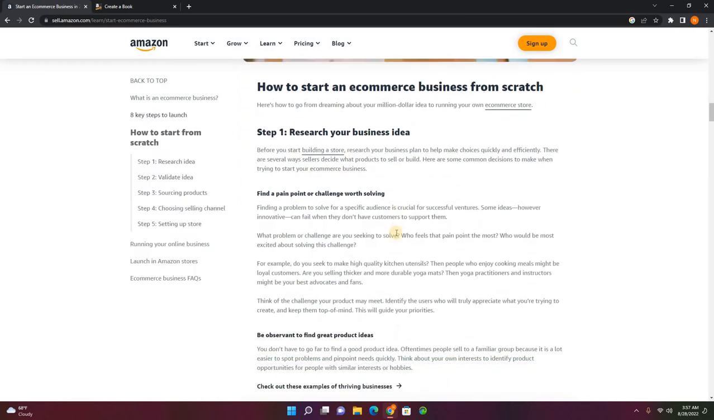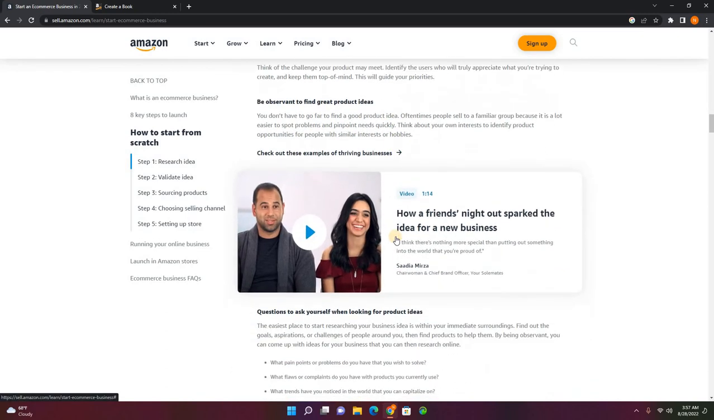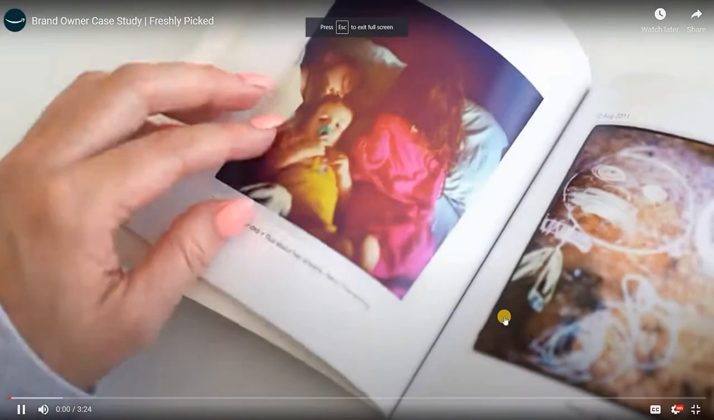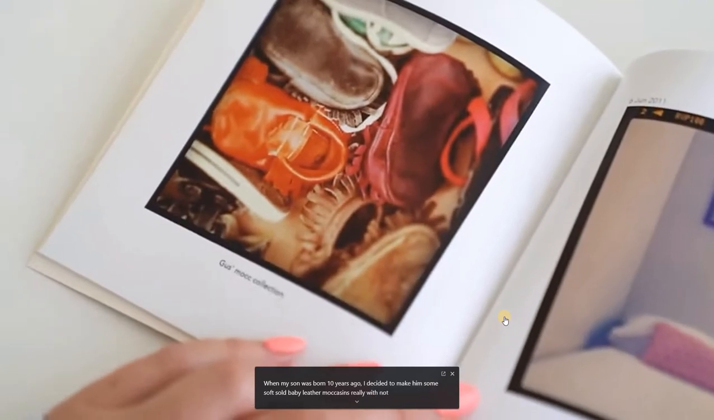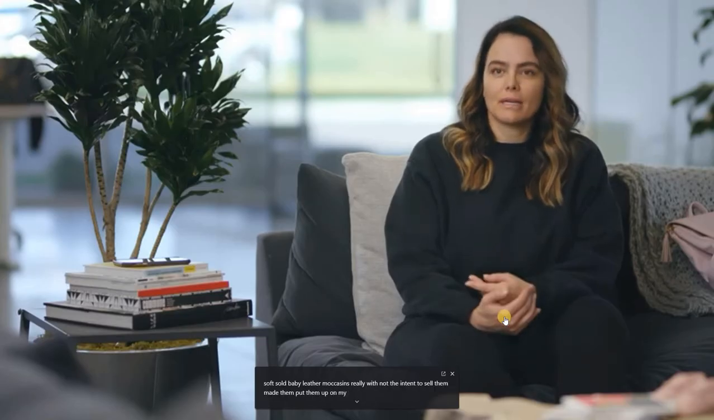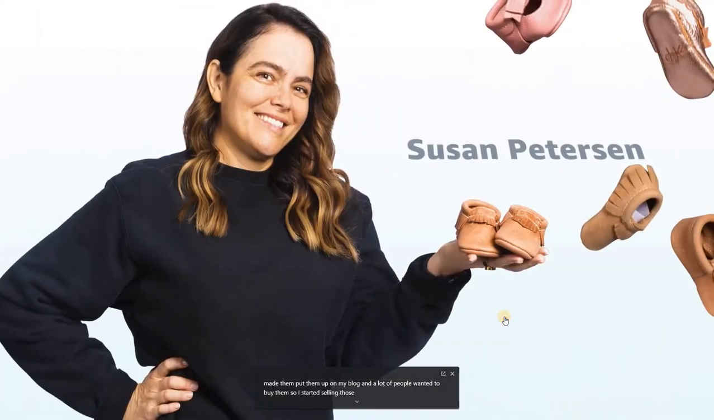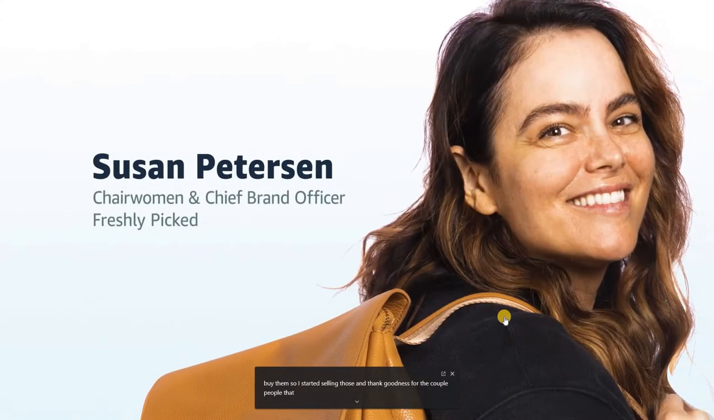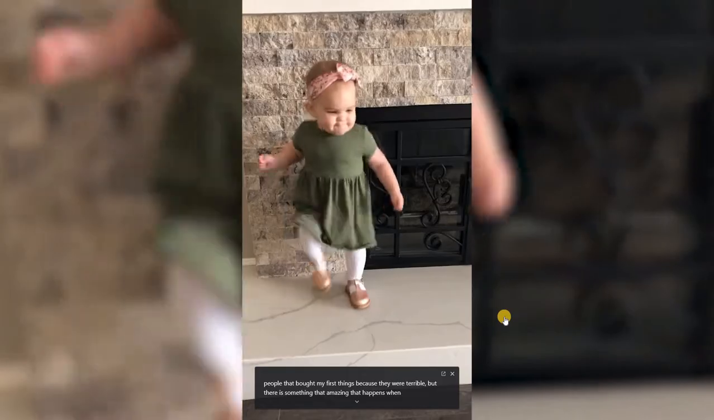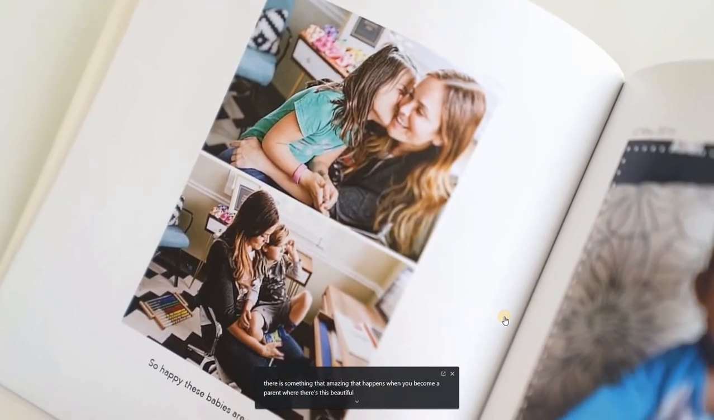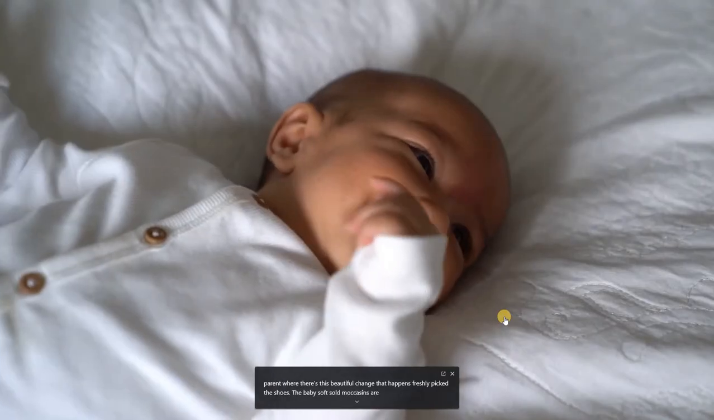Step 1, business idea. When my son was born 10 years ago, I decided to make him some soft-soled baby leather moccasins, really not with the intent to sell them. Made them, put them up on my blog, and a lot of people wanted to buy them, so I started selling those. And thank goodness for the couple people that bought my first things, because they were terrible. But there is something amazing that happens when you become a parent, this beautiful change. Freshly Picked, the baby soft-soled moccasins, are these beautiful shoes that represent that time.